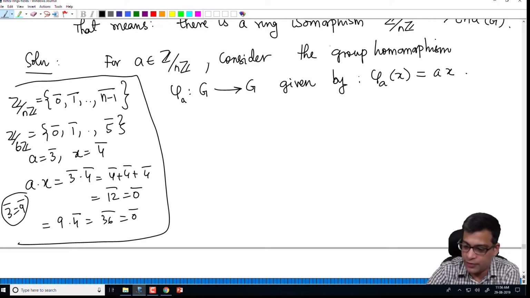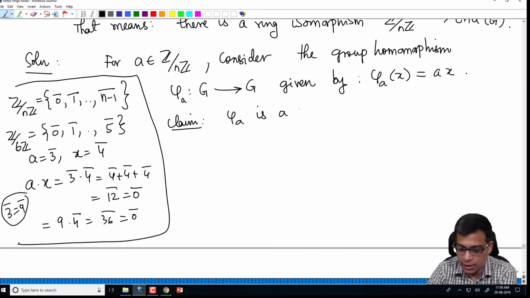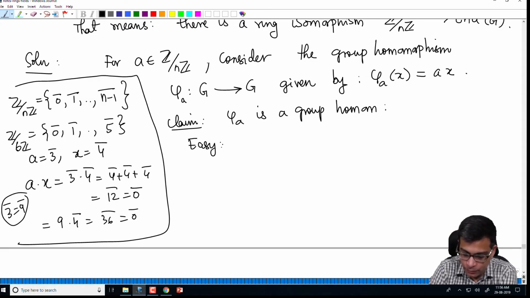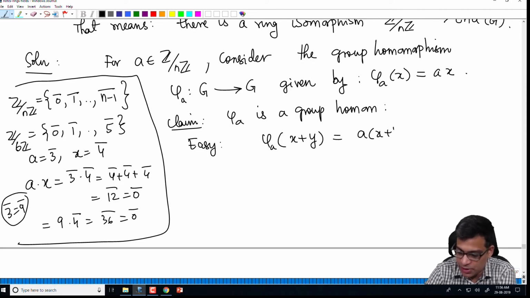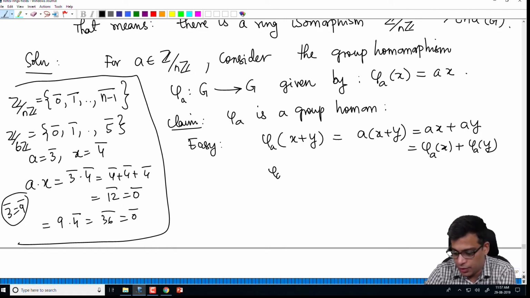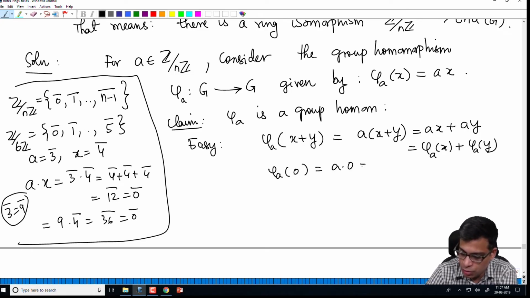So I claim that, in fact, I wrote this here, but one has to check that it is in fact a group homomorphism. Claim: phi A is a group homomorphism. This is very easy to check. Phi A of x plus y is A times x plus y, which is Ax plus Ay, which is of course phi A of x plus phi A of y. Similarly, phi A of 0 is A times 0, which is 0. So this is why it is a group homomorphism.